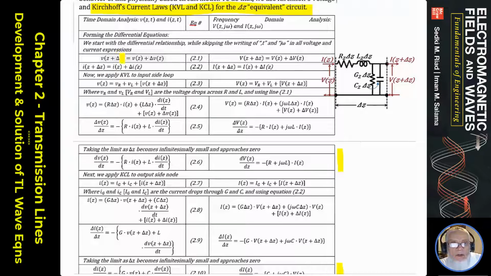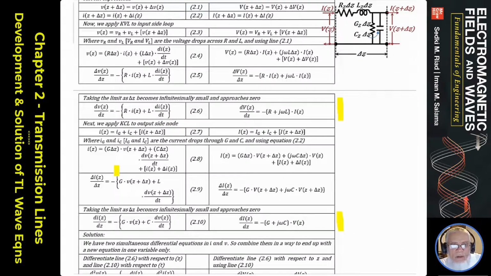Similarly for the current, we write simply that the voltage here is equal to this voltage plus that voltage, and the current here is equal to this current here plus that current, the branching of this node here. So we write those expressions, KVL and KCL, in both of them, and they are fairly reasonable.